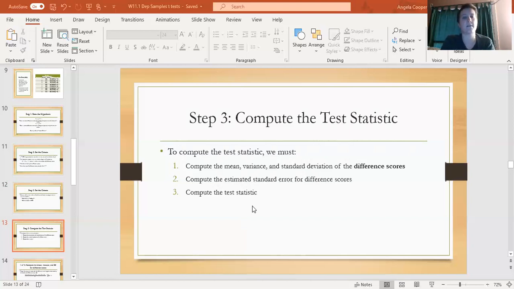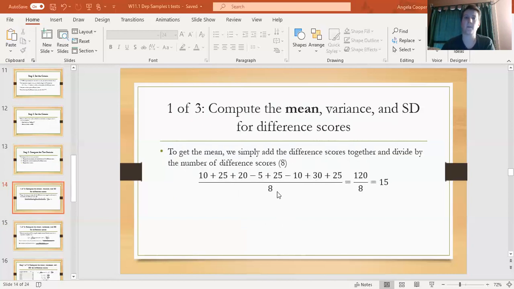Look at that: estimated. Remember, when we're dealing with t-tests, which is primarily dealing with samples, it's always going to be estimated because we don't have the population information. We can only estimate with the sample. So after we calculate the estimated standard error for the difference scores, then we compute the test statistic.